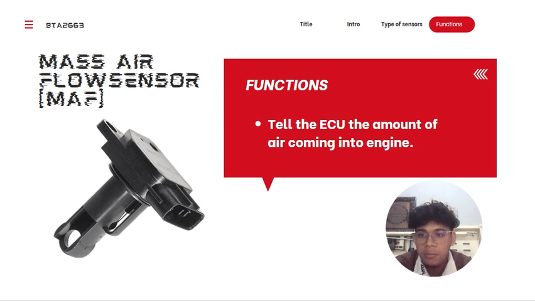The MAF, mass airflow sensor. In addition to knowing the position of the piston so that we can know when to inject the fuel, the ECU must also know how much fuel to inject. And to know how much fuel to inject, it must know how much air is coming into the engine, so that it can inject a corresponding amount of fuel. And this is exactly what a mass airflow sensor does for the ECU. It tells the ECU, which is the engine control unit, how much air is coming into the engine.